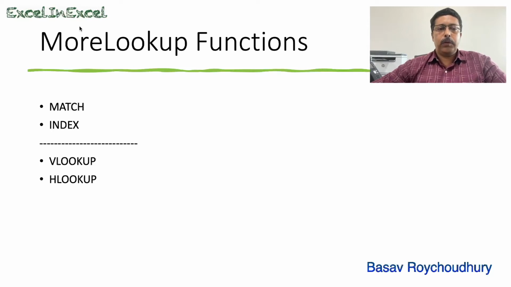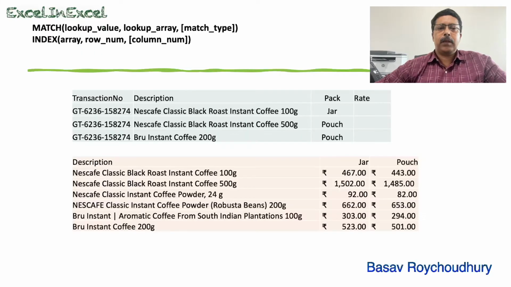So when we are looking at the match function, as we said, we will be using an index function and also we'll be using VLOOKUP and HLOOKUP functions. So let us start with a scenario for that. What is the scenario in which we would like to work on them? As you can see here, I have put in the syntax of the match and the index function. Let's try to understand how we use them.